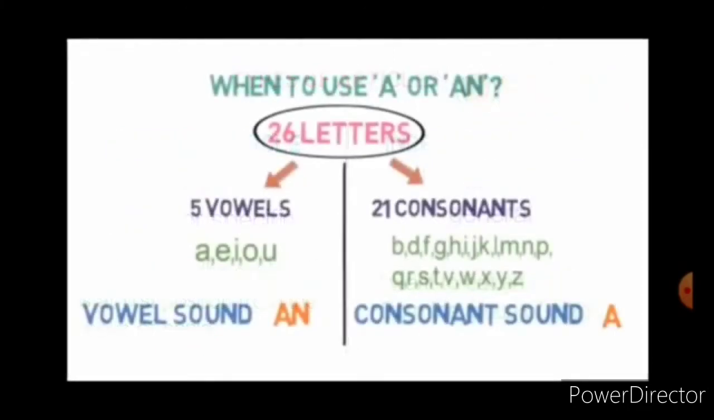As we saw before, where we have to use the article a or an: there are 26 letters in the English alphabet. Of these, 5 are vowels, A, E, I, O, U, and 21 are consonants. All the remaining letters, apart from the vowels, are consonants. When we have a vowel sound, we have to use the article an. When we have a consonant sound, we have to use the article a.